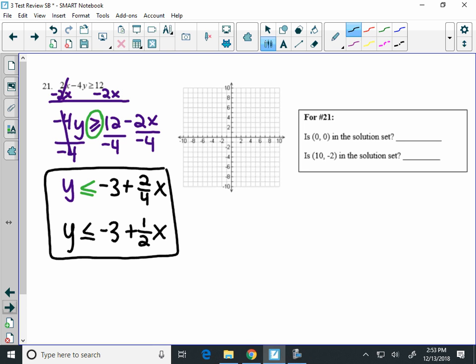Now we need to graph. So we start by identifying our y-intercept, which is the number by itself, negative 3. That's where we start. And we're going to follow our slope. Up 1, right 2. I want you to take a second and carefully plot those points. If you need to pause the video while you do that, go ahead.